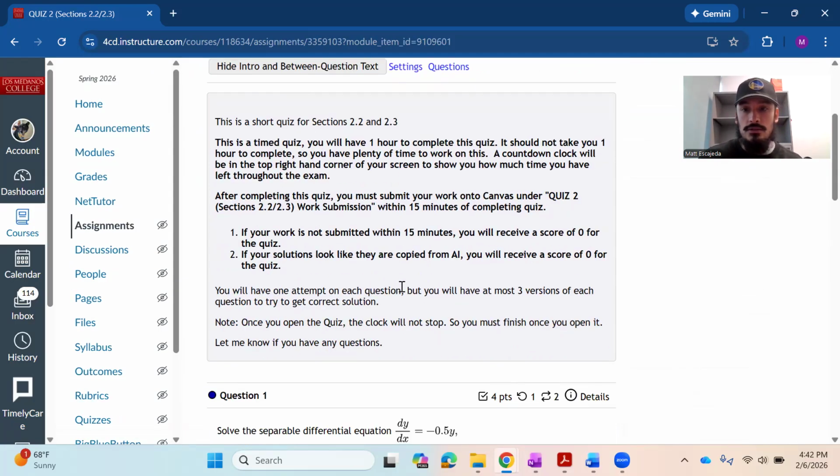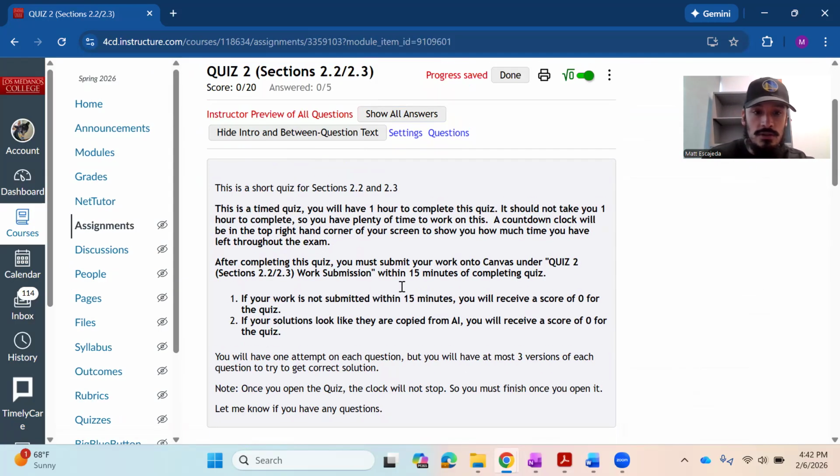This short quiz is about a couple questions here. But what I need you to do is submit your work to this quiz. You're going to need to submit your solutions to all of these questions. After you complete it, you should be working on your answers during the quiz one by one, and you've got to submit your work within 15 minutes.